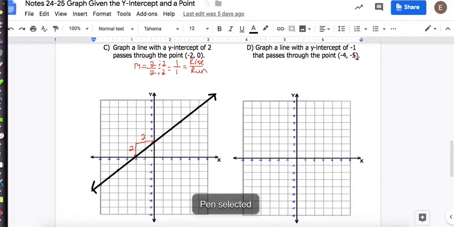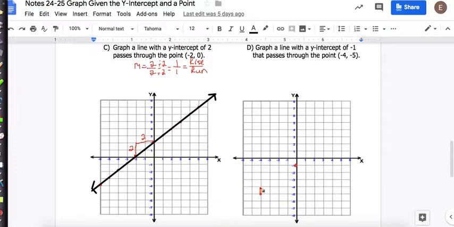Okay, let's look at our last and final example here. Graph a line with a y-intercept of -1 that passes through the point -4, -5. So find -1 on the y-axis, right here. And now I'm going to graph the point -4, -5. So remember x first, so -4. Now find -5, which is right here. And now I'm going to use those 2 points to find the slope.